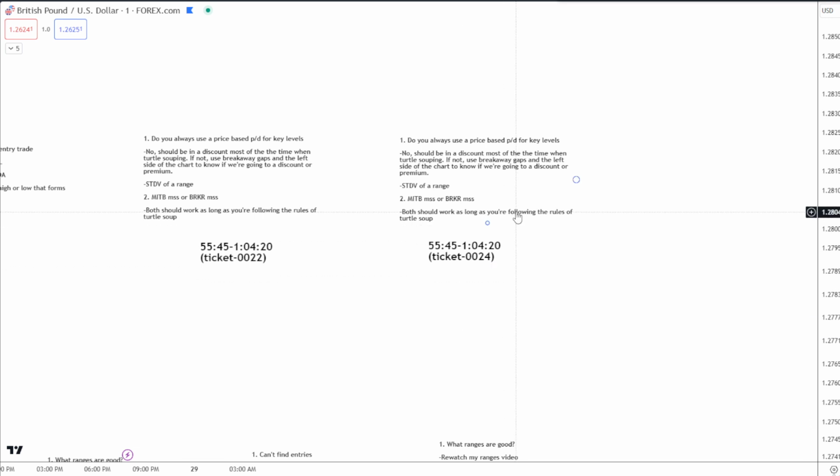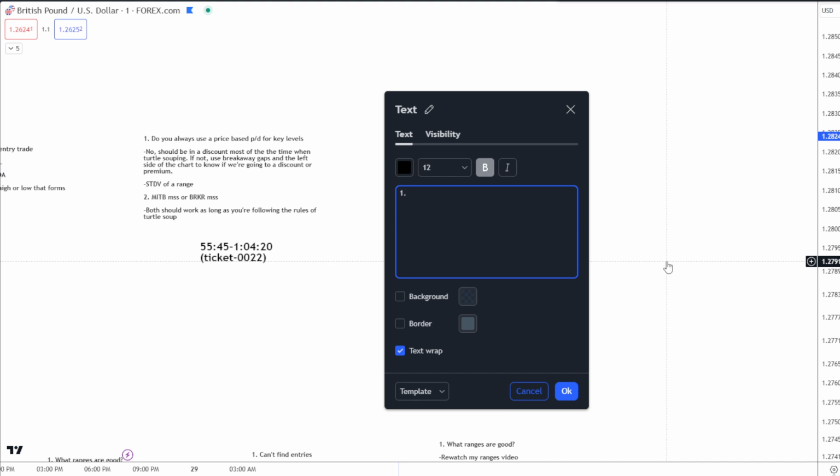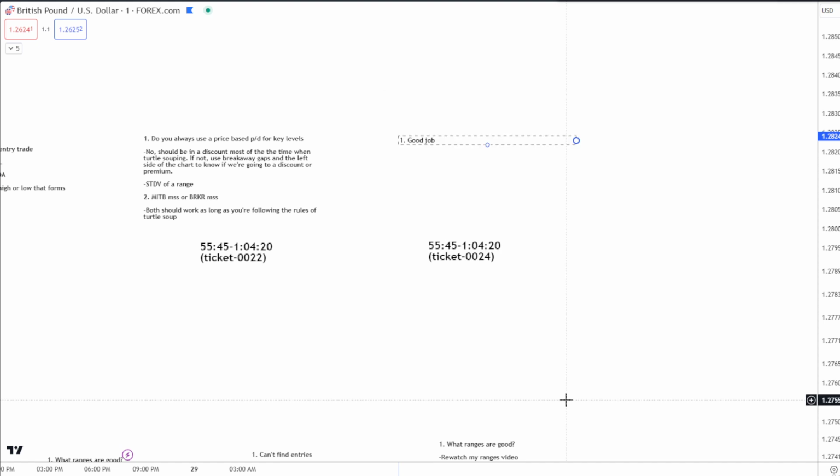So ticket 24, ticket 24 knows what he's doing. Good job. You figured out a solution for your own thing. That's good.